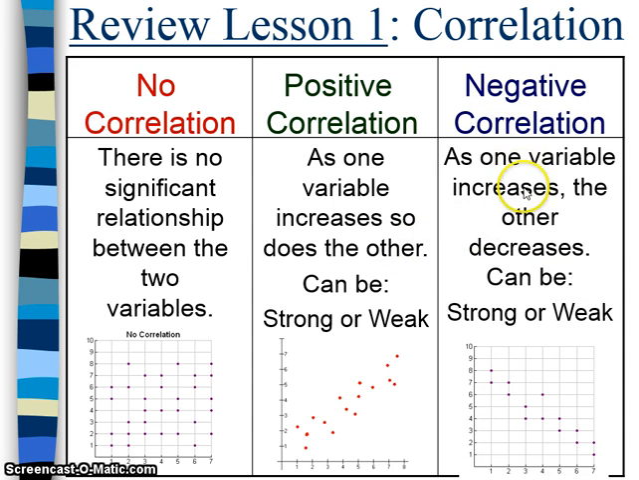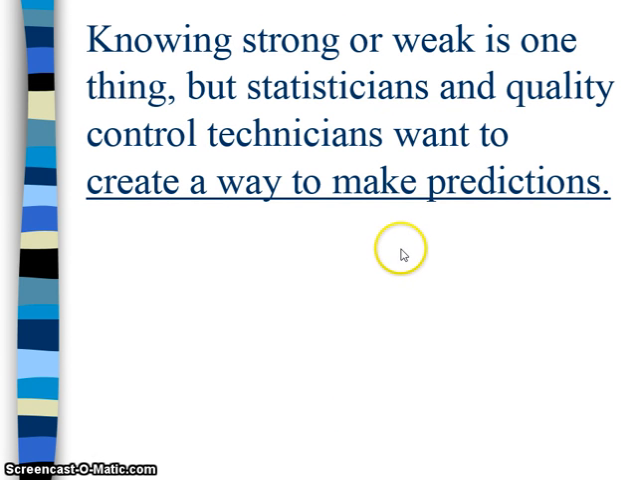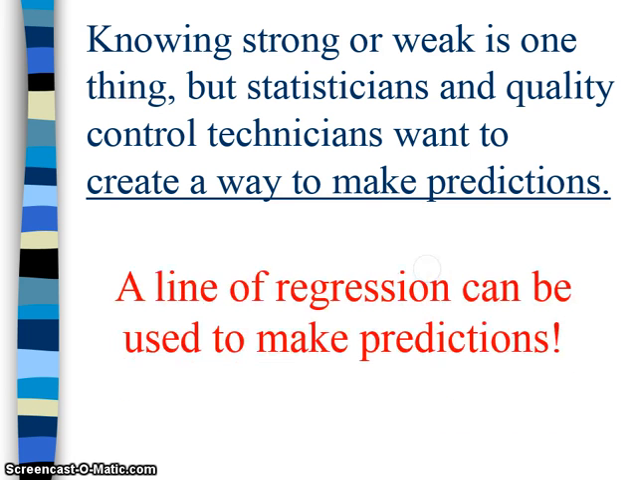And last, negative correlation. A negative correlation implies that as one goes up, the other goes down, and it creates this downward pattern of dots that can be either strong or weak. Now, knowing strong or weak is one thing. It links the two variables together, but statisticians and quality control technicians want to create a way to make predictions. So if this data is true, what else is true, and what can we imply from this information?